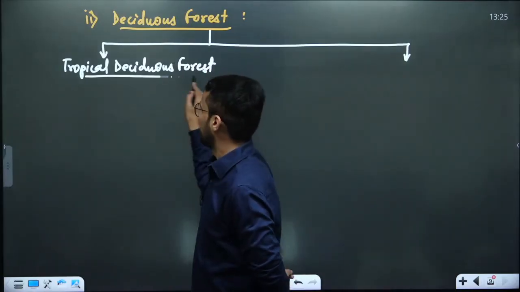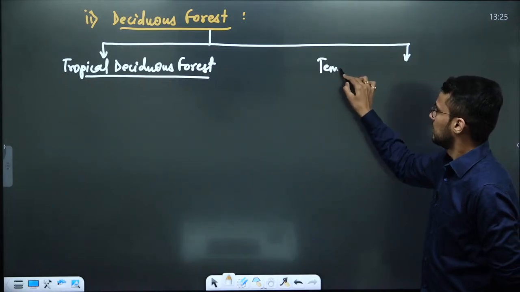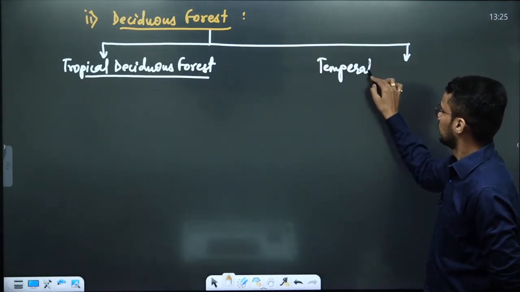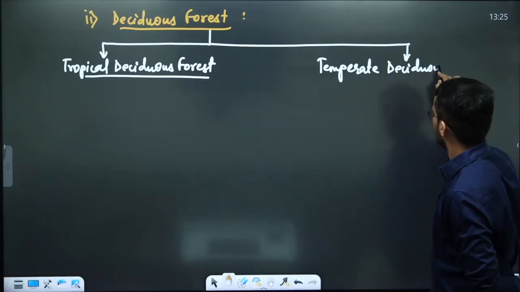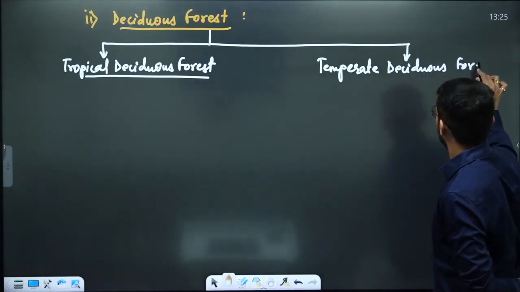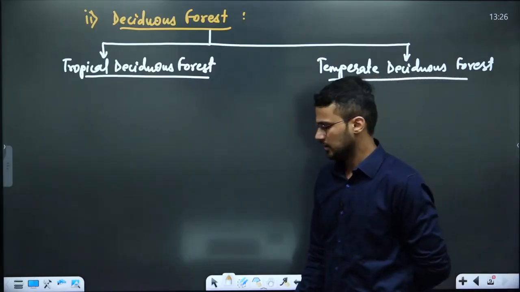Tropical deciduous forest. And second is temperate deciduous forest. Temperate deciduous forest. ठीक है.